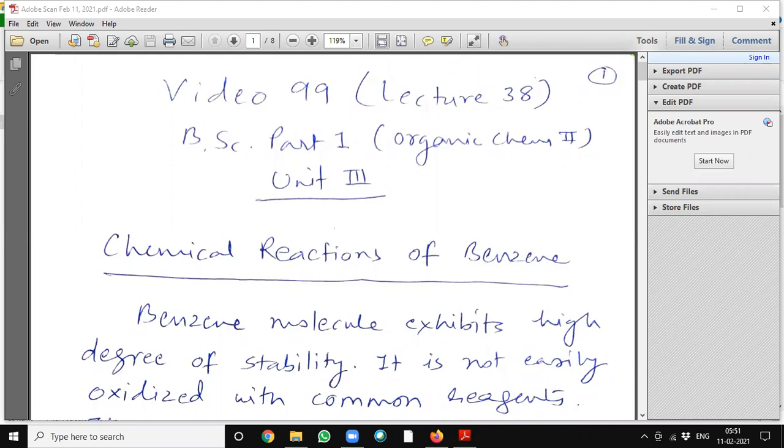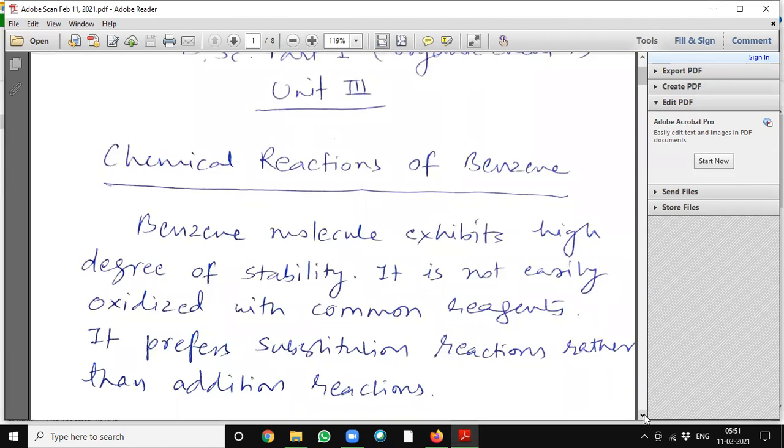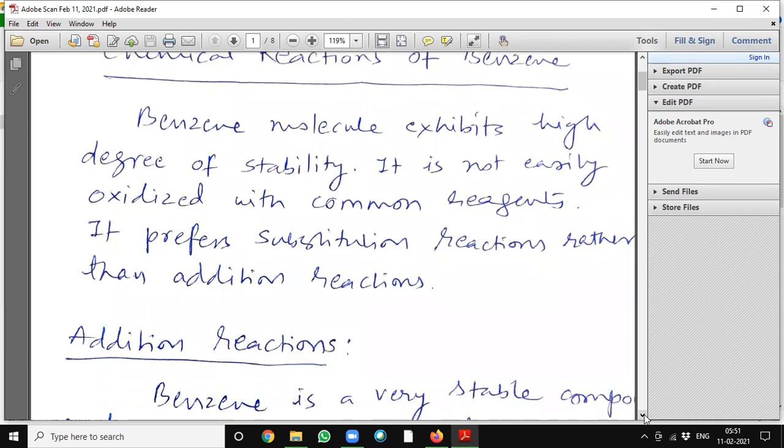It is for B.Sc Part 1 Organic Chemistry, Paper 2, Unit 3. In continuation of arenes and aromaticity, today we will see the chemical reactions of benzene. Benzene molecule exhibits a high degree of stability. It is not easily oxidized with common reagents. It prefers substitution reactions rather than addition reactions.